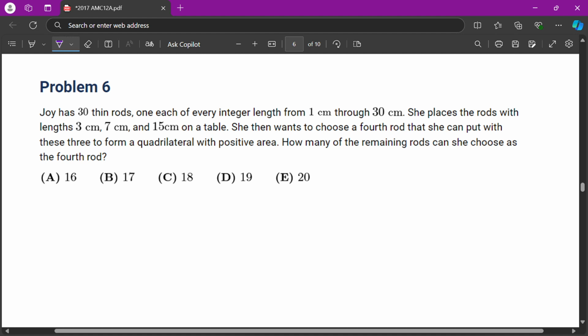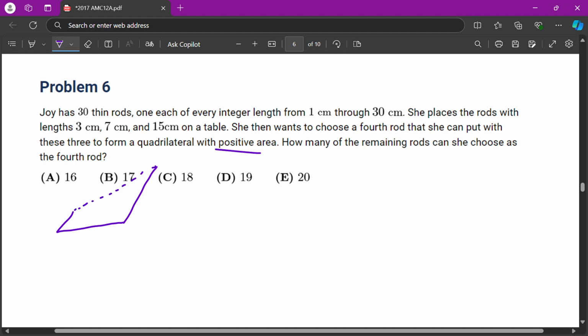So we got 3, 7, and 15. So let's see, we have 3, and then the 7, and then the 15. We're just putting them together. And then there's a fourth rod that has to make it into a quadrilateral.